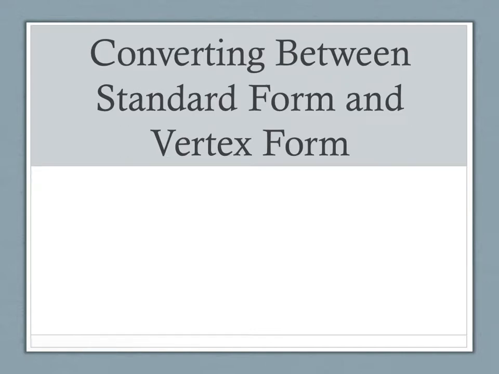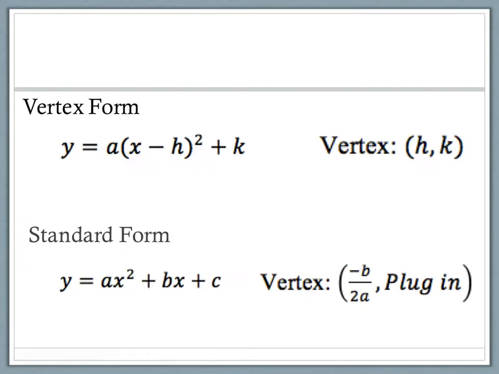Okay guys, we're going to convert between standard form and vertex form. So we're going to go between two forms. The first one we talked about recently is vertex form: y equals a(x minus h)² plus k. And our vertex is just our h and our k values.